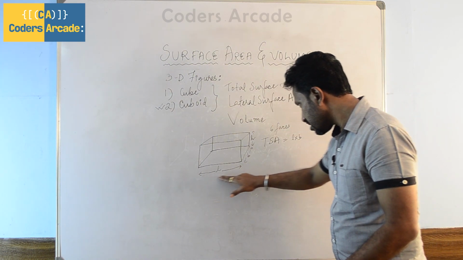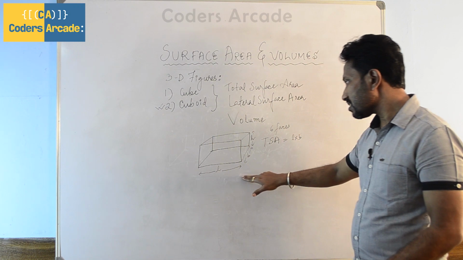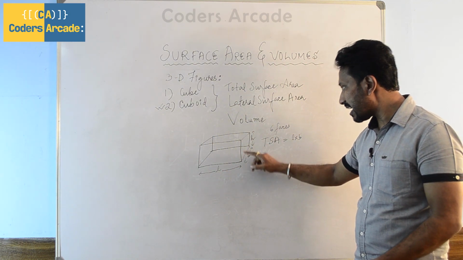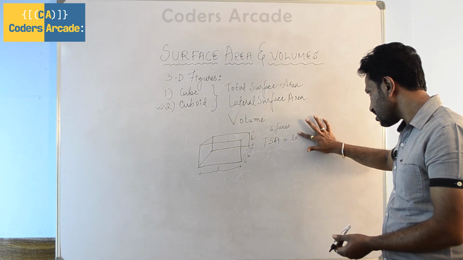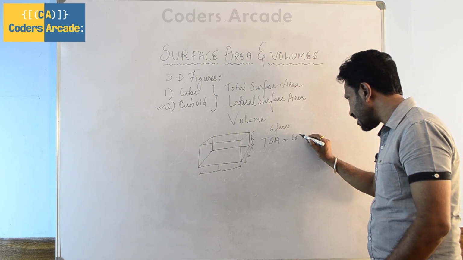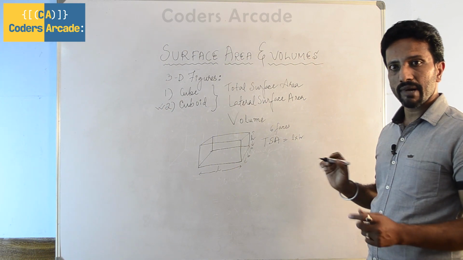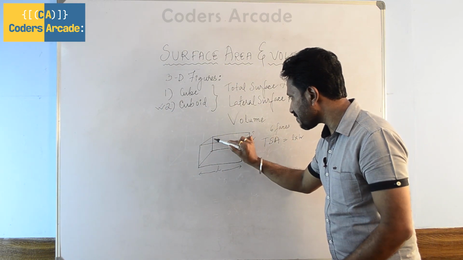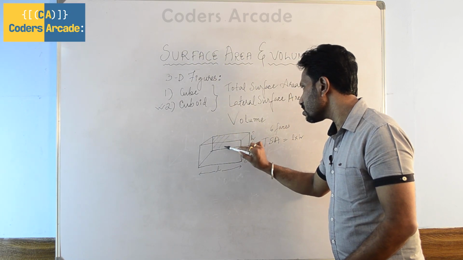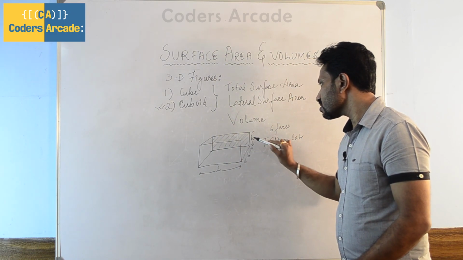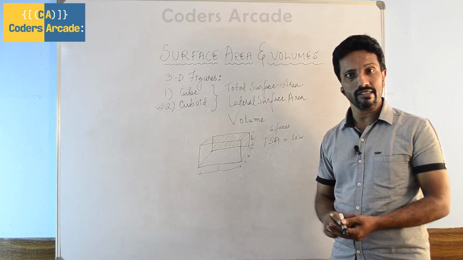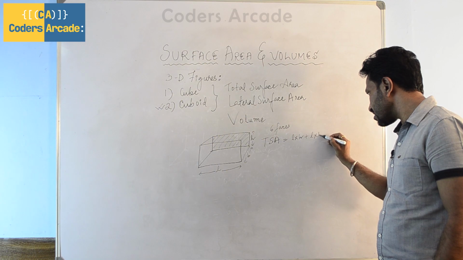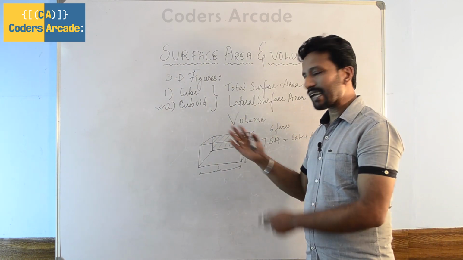So here length is L only, but the breadth or the height is H. So I will just erase this and I will write H. But this is the front face. Similarly, there is a back face, this one. This also has the same dimensions. Therefore, it will be plus L into H. So front and back are covered.